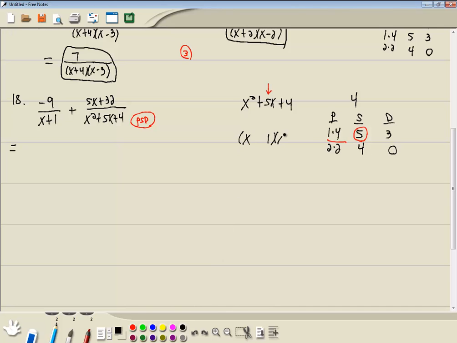So I got x + 1 and x + 4. Now our larger number that we're using, 1 and 4, so our larger one is the 4, will always be the same sign as the middle term, which in this problem is a positive number I circled in the S column, S for same sign. So if this one's positive, this one has to be positive. So this becomes negative 9 over x plus 1 plus 5x plus 32 over x plus 1, x plus 4.